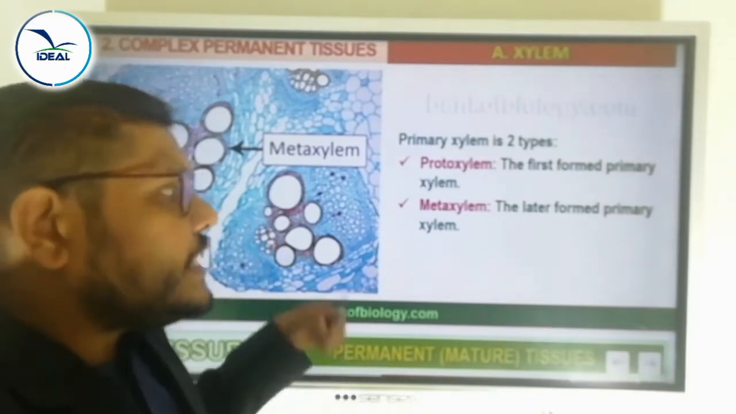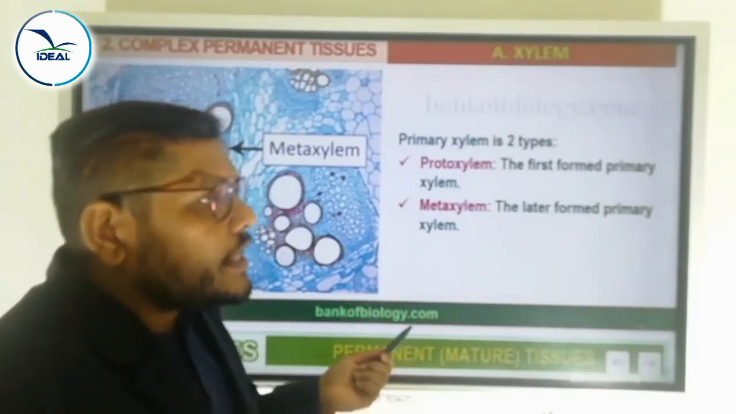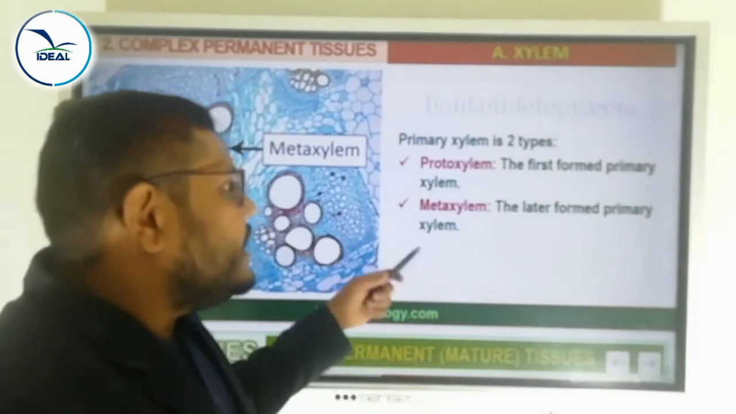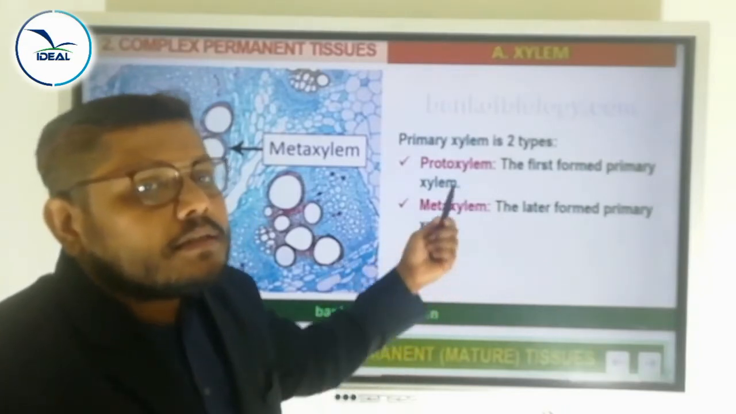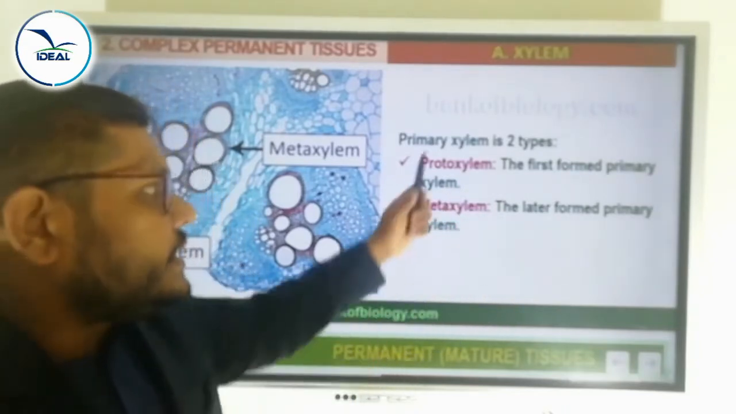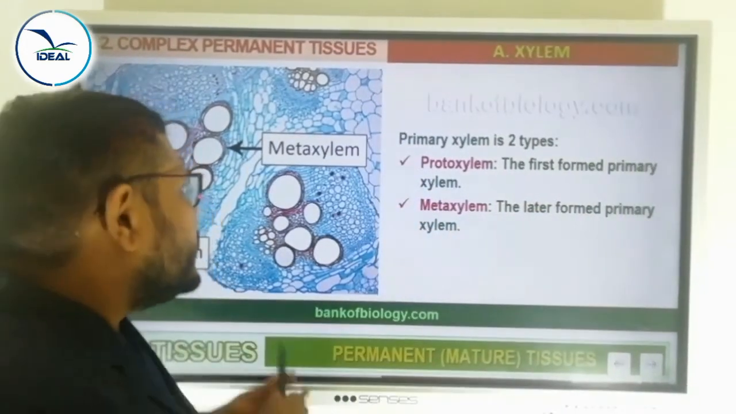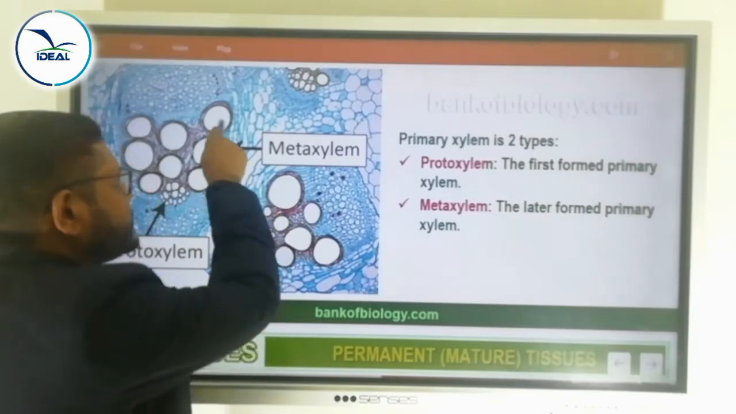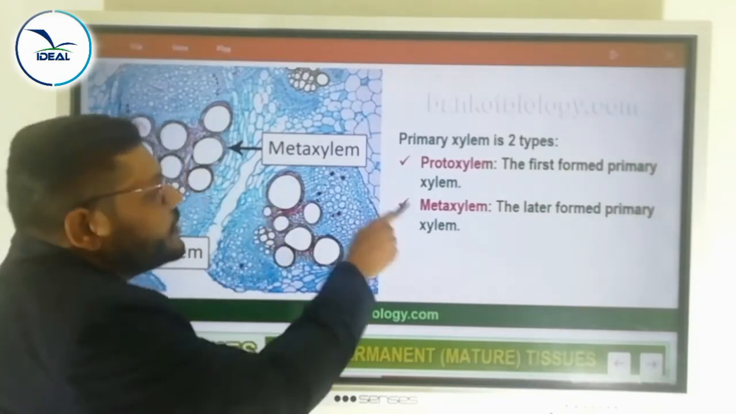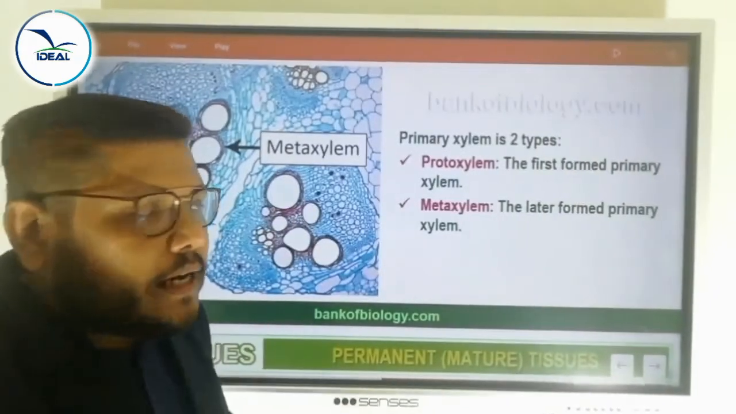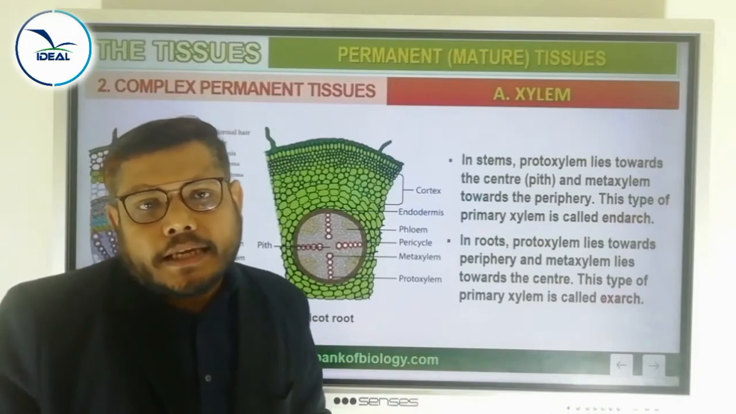So what are protoxylem and metaxylem? The first formed primary xylem is called protoxylem. It bears narrow vessels, and the later formed primary xylem is called metaxylem. It bears large vessels. Look, this is the metaxylem. This bigger sized structure is called metaxylem, and the small spherical structure is called what? Protoxylem. Is it clear? So we already understood what protoxylem and metaxylem are.